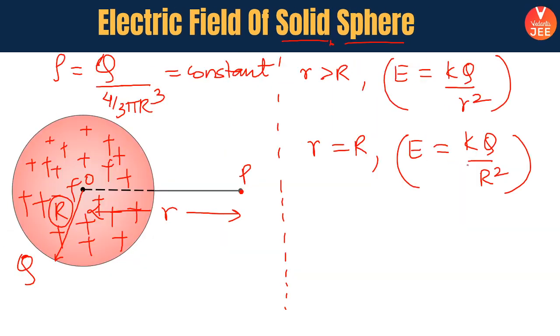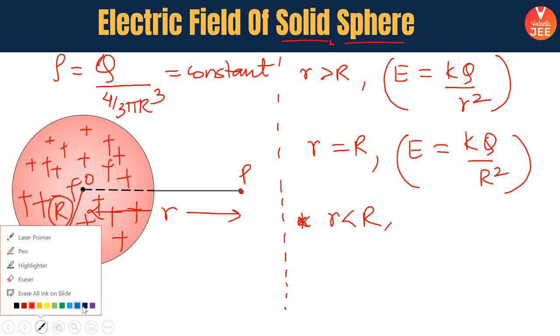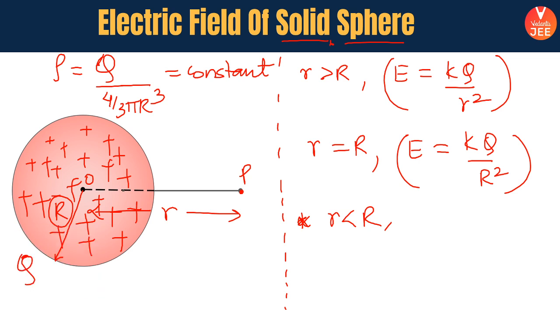Now the interesting case is r less than R. Now your electric field value is not going to be 0. Instead, to derive this, I'm going to consider that you are at this point. Now the point P is here and this is your distance r. Making small r as the radius, I'm cutting out a spherical body.